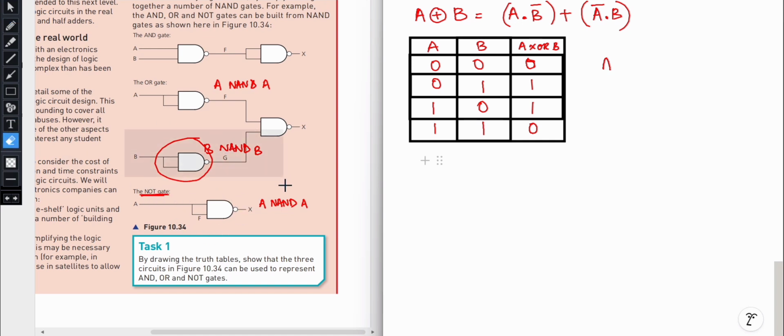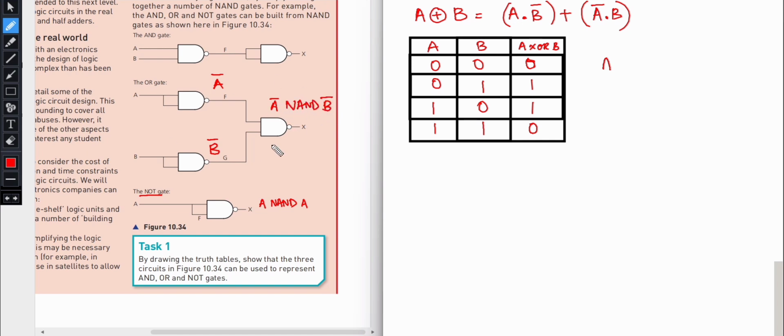So instead of B NAND B, can I write NOT B? Not A and not B will be suitable, because A NAND A is the same as NOT A. We have proved that in task 1 as well. So NOT A, NOT B. This is the final NAND product: NOT A NAND NOT B. This will be the final result for the OR gate.